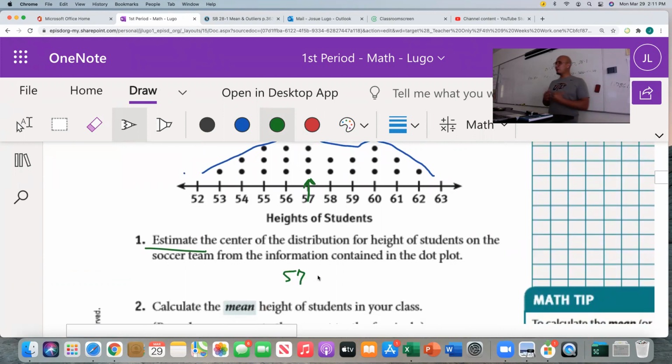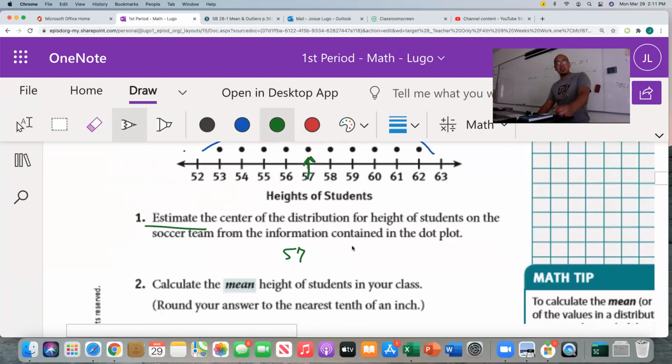That is the average height in inches for the students in this soccer team. So if they ask me, what is the average height, I would say around 57. Now let's actually calculate the mean.